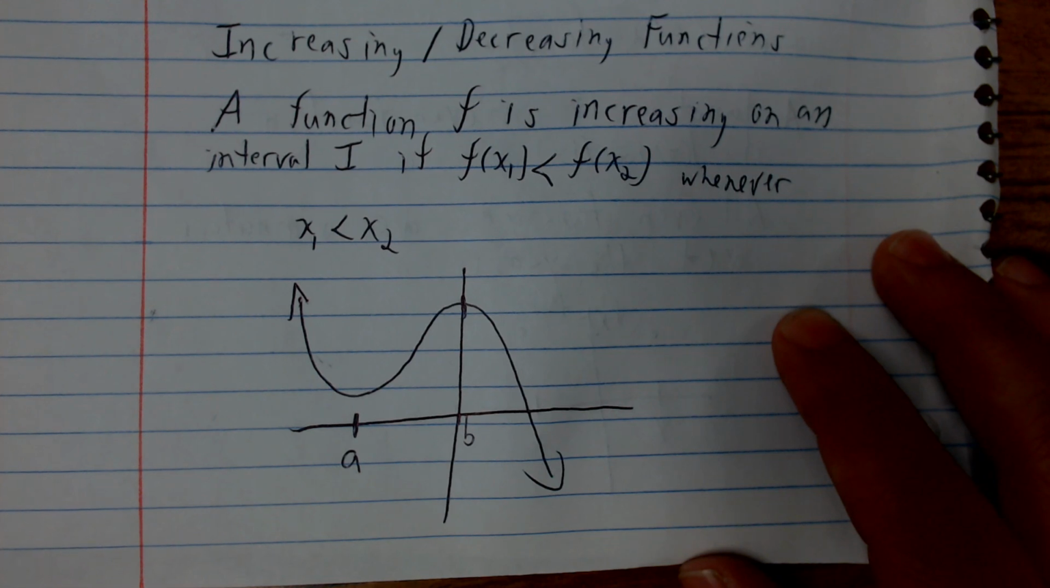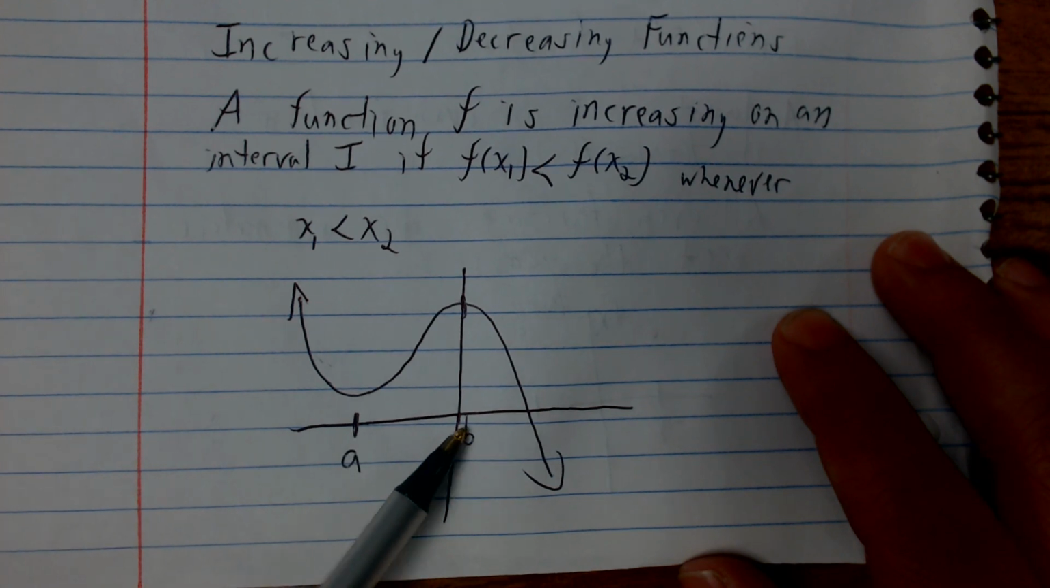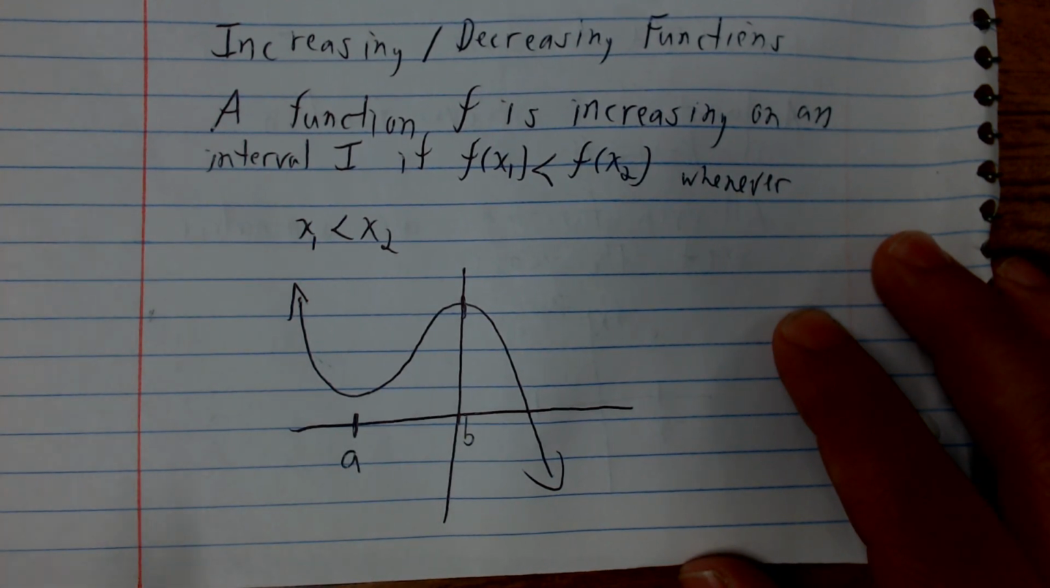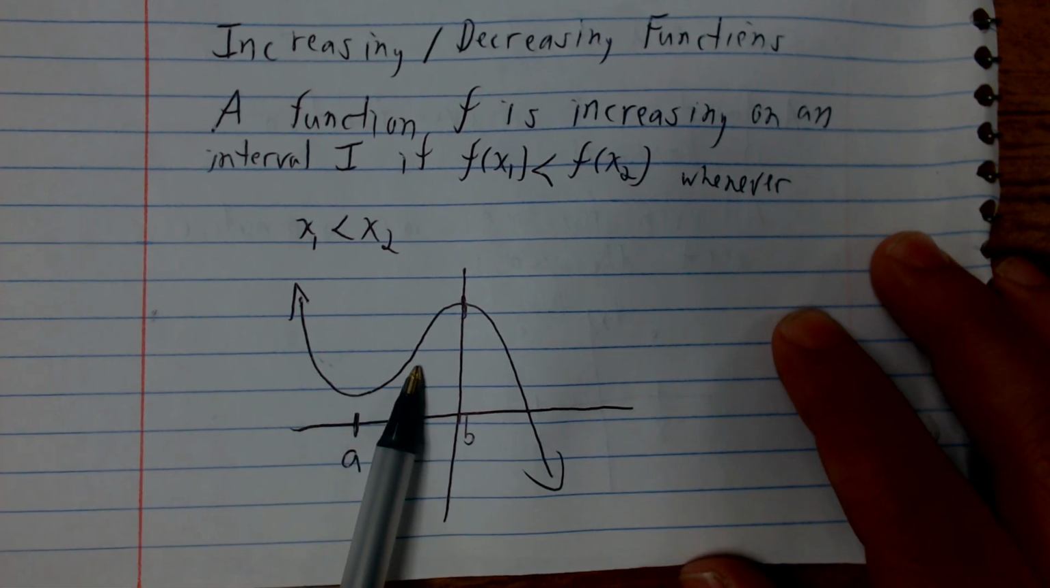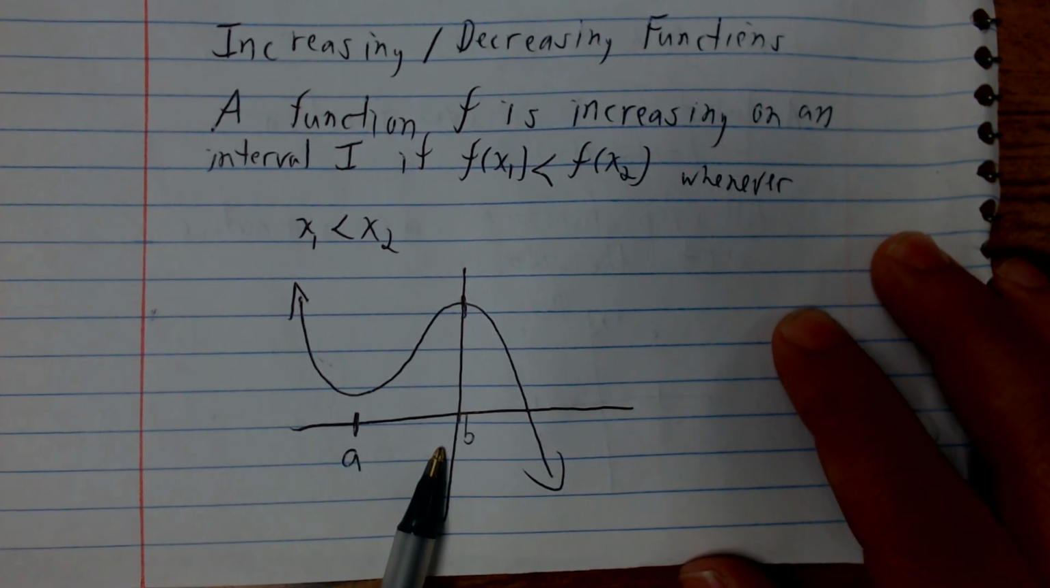You never describe where a function is increasing or decreasing through its y values. You describe it through its x values. So if I say a function is increasing from a to b, then if you go from x equals a and move all the way to the right, you should see that the function is increasing all the way until you get to x equals b.